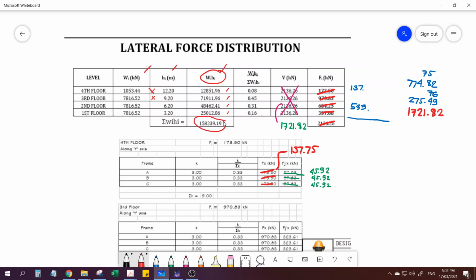So, you have this. And just simply divide mo lang per item. This one over this, so you have this. This one over this. This one over this is this. Then ilagay nyo yung nakuha natin base shear na 1721.82 and multiply nyo lang sa kanila. So, 1721.82 times 0.08.